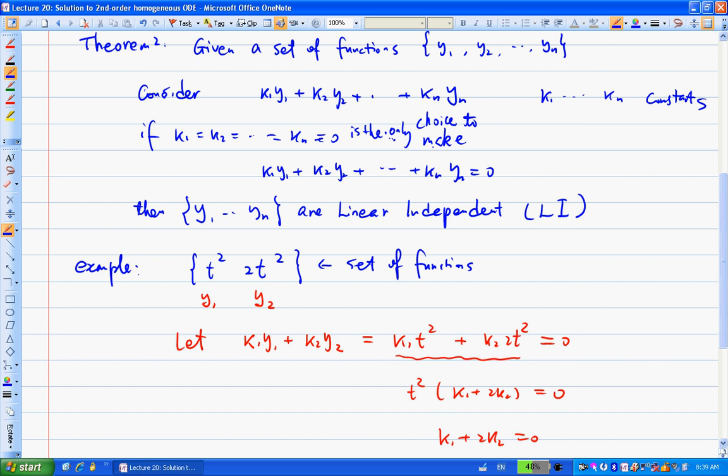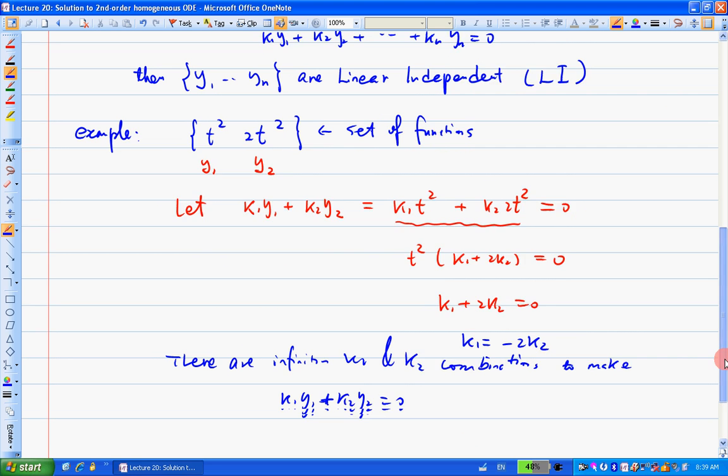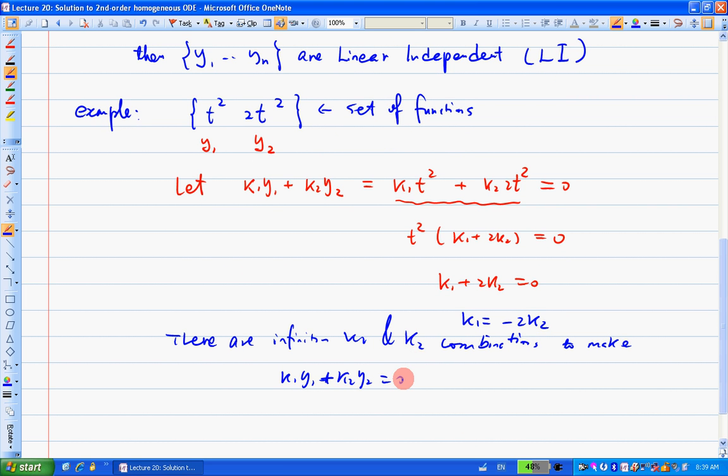But now you have how many? You have infinite, right? So k1 equal to k2 equal to 0 is not the only choice, which means y1 and y2 are linearly dependent. So this is purely mathematical, right?